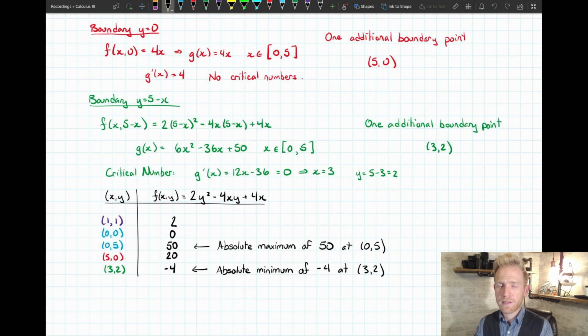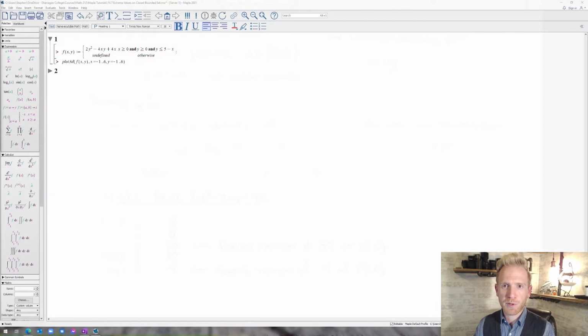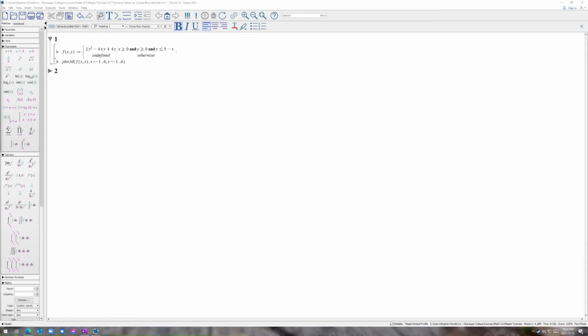Now, to get a better sense of what we've done here and the significance of these 5 points, I've actually plotted this function over that triangular region, you guessed it, in Maple. So let's take a look here. The way I've gotten around plotting this function over that specific region is I've made f of x, y a piecewise function, equal to the function 2y minus 4xy plus 4x, but only over the triangular region where x is greater than 0 and y is greater than 0 and y is less than or equal to 5 minus x.